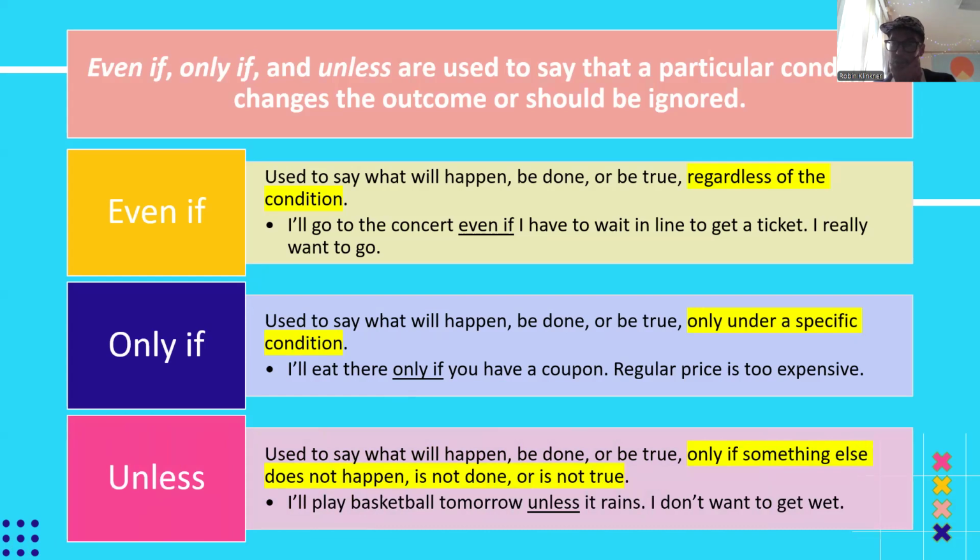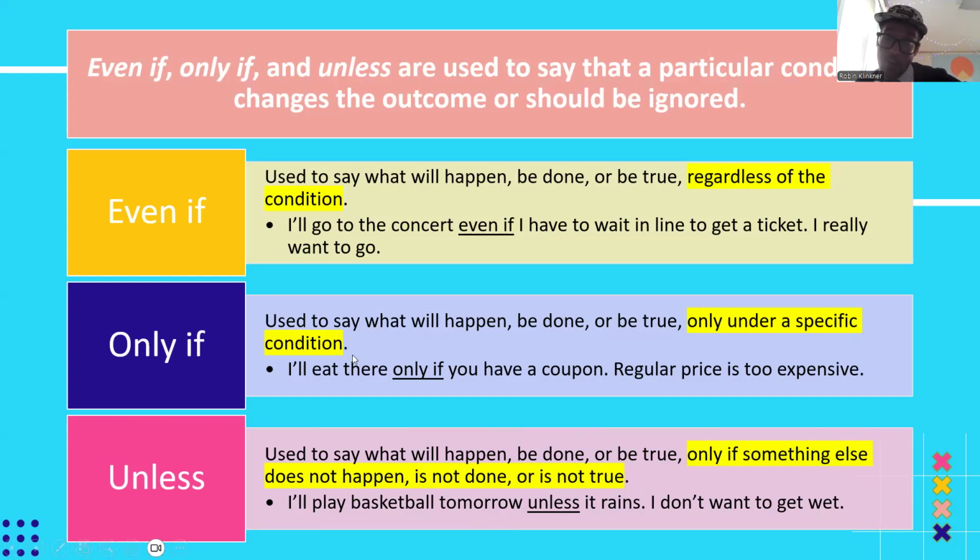But just to let you know, unless is used to say what will happen, be done, or is true only if something else does not happen, is not done, or is not true. Because it has that negative aspect about it, it makes it a little trickier to understand. So we're going to take a look at some examples so we can clearly understand unless.